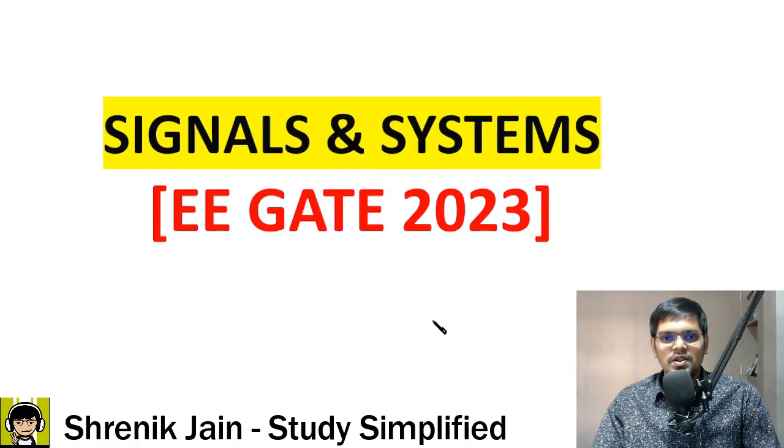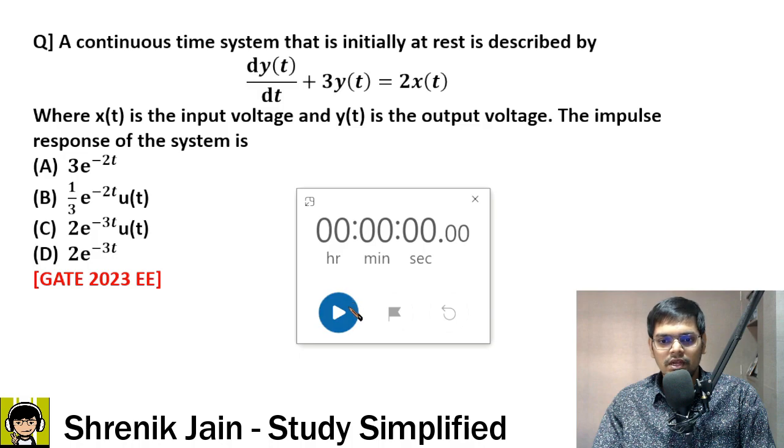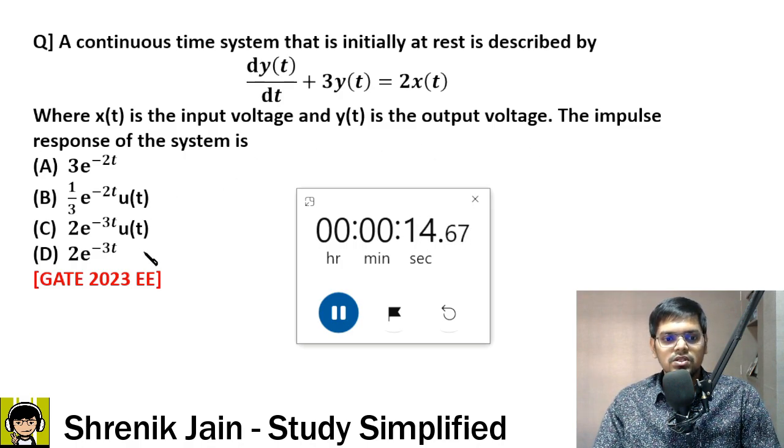Okay, so let us solve all the questions of signal and system subject, and these questions were asked in the Electrical GATE 2023 paper. So the very first question in front of your screen, 30 seconds, because it is a very easy question. A continuous time system that is initially at rest is described by this equation, where x of t is the input voltage and y of t is the output voltage. The impulse response of the system is what? A, B, C or D.